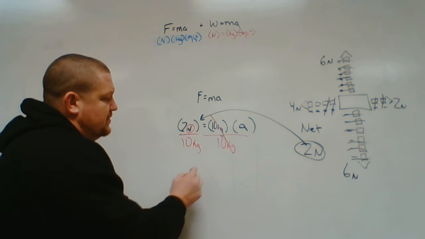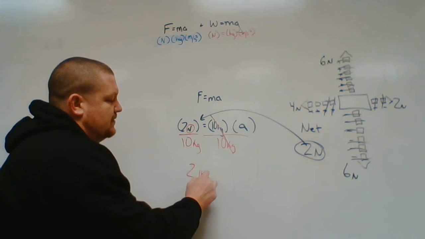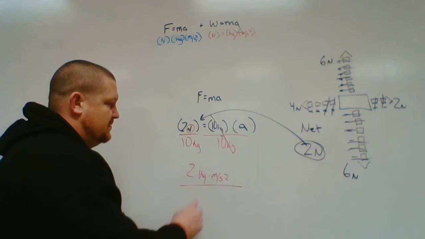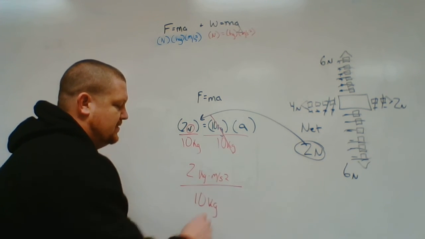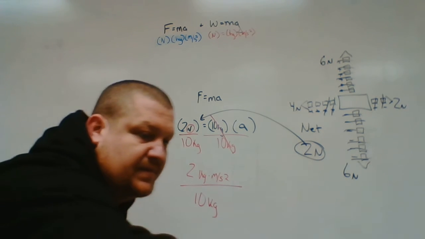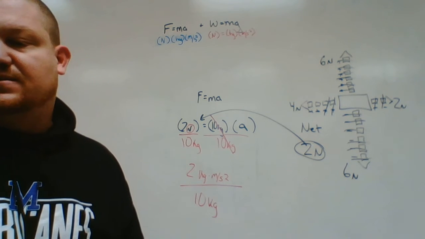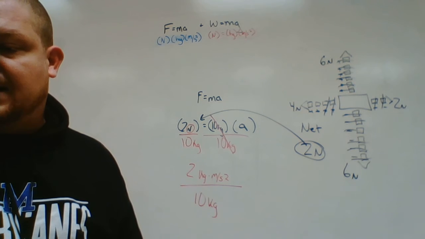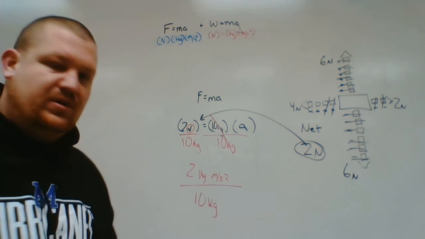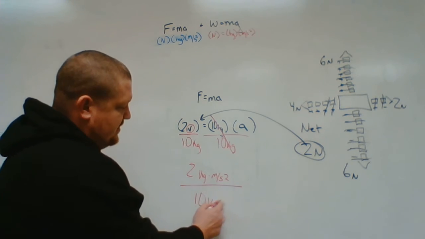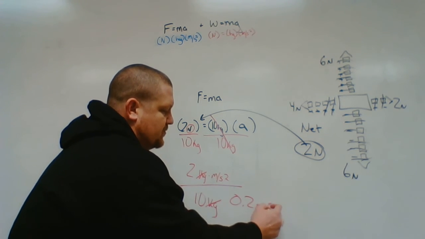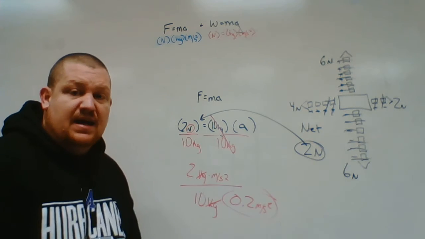Again, remember, newtons is kilogram meter per second squared, divided by 10 kilograms. I think I know what this is. Just check the calculator so I don't look like a dummy. Should be 0.2, right? 0.2. All right, I'm not stupid. So kilograms cancel. 0.2 meters per second squared is our acceleration of that object.